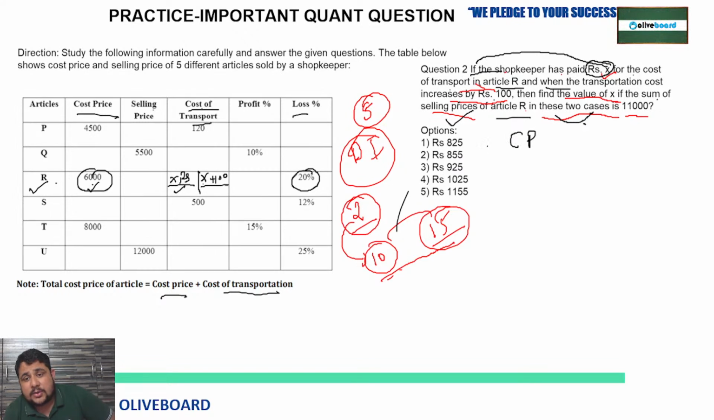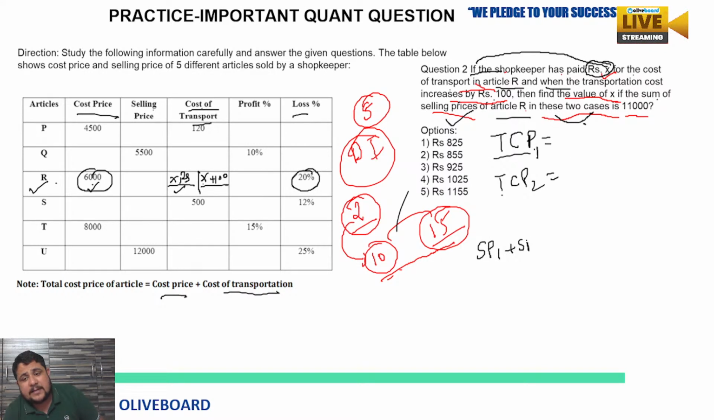So see, total cost price means TCP. So we have TCP1 and TCP2: total cost price in case 1 and total cost price in case 2. That you must know, because what is given? Selling price 1 plus selling price 2 is equal to how much? The sum of selling prices of article R in these two cases is 11,000. Just remember, this is given as 11,000 rupees.